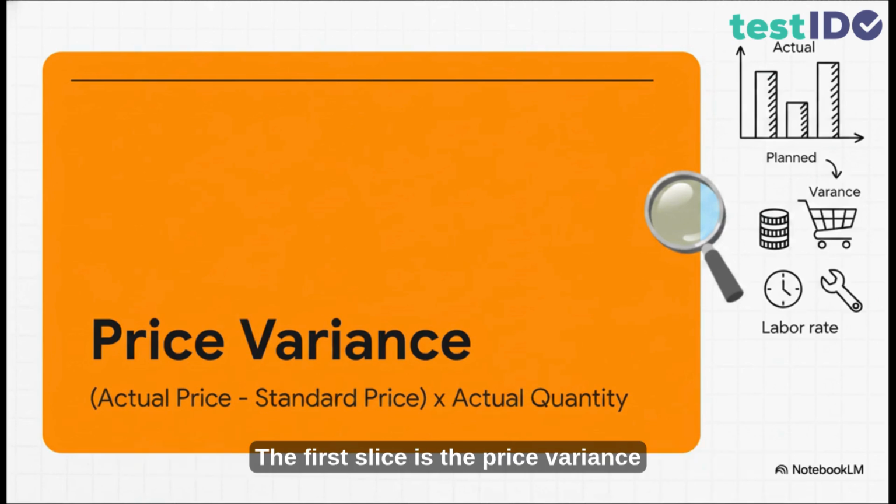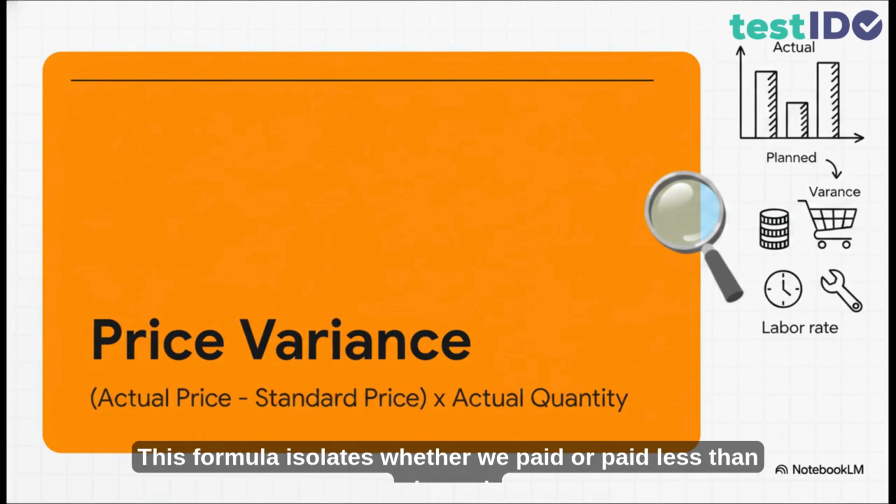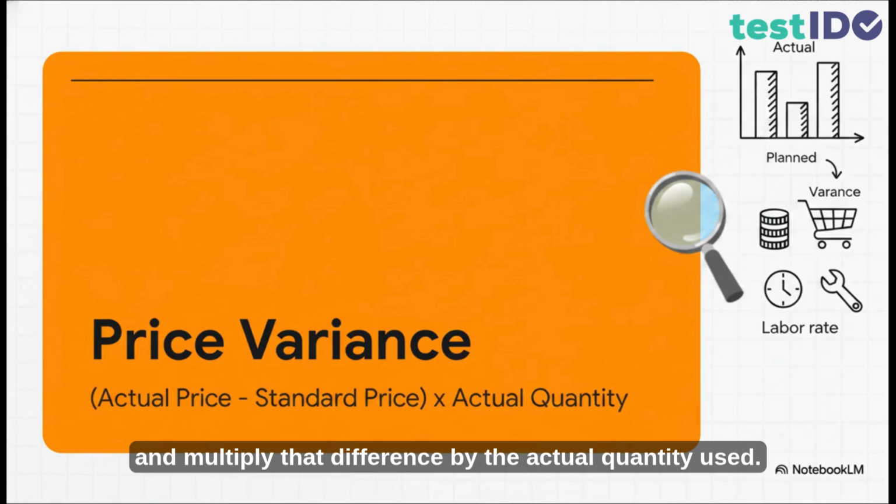The first slice is the price variance, or the rate variance if we're talking about labor. This formula isolates whether we paid more or paid less than planned. You take the actual price, subtract the standard price, and multiply that difference by the actual quantity used.